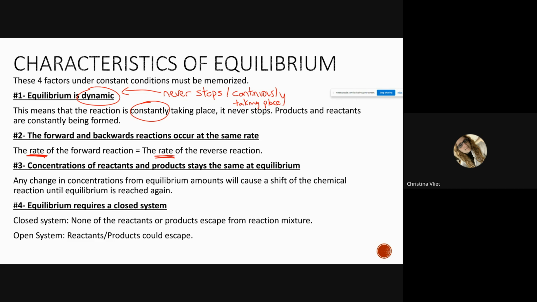The next thing that's important is that the concentration, molarities, the word that strikes fear, or the moles dm minus 3 of the reactants and products stay the same at equilibrium, meaning that at equilibrium you've got a final concentration of each reactant and a final concentration of each product, and it will stay the same.